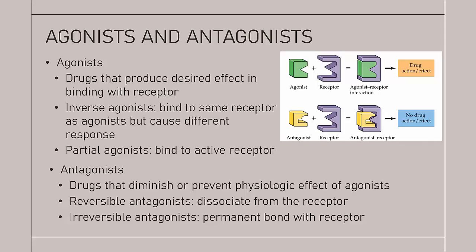An agonist is a drug that produces the desired physiological effect in binding with the receptor. When bound by an agonist, most receptors are activated by stabilizing the receptor in a specific shape or conformation.